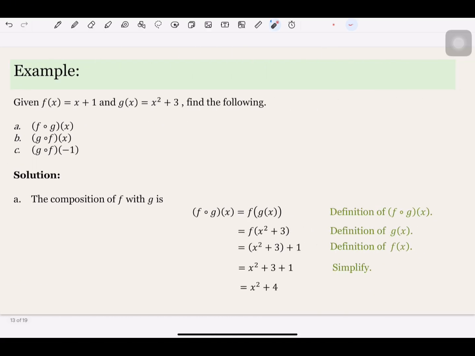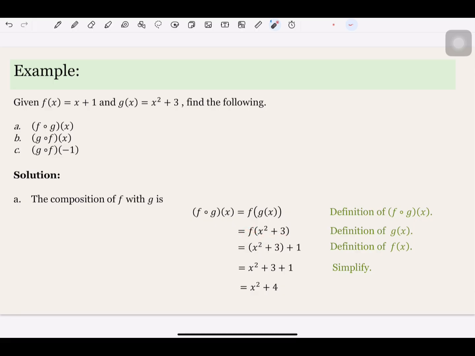Once I have a composition like this, I'm going to start with the definition of composition. This means you have to evaluate f at g of x. First of all, when I am evaluating this, I am going to replace the inside function. So g is given over here. Instead of g(x), I'm going to write x squared plus 3 here. I'm going to replace g(x) by this function, and then I have to evaluate f at this.